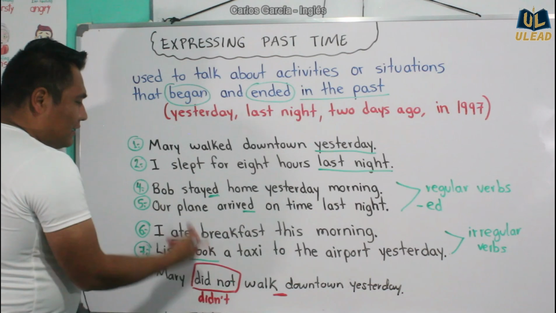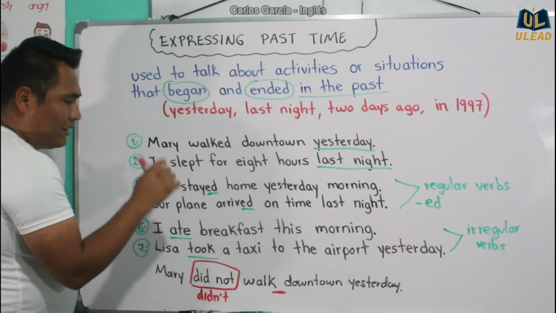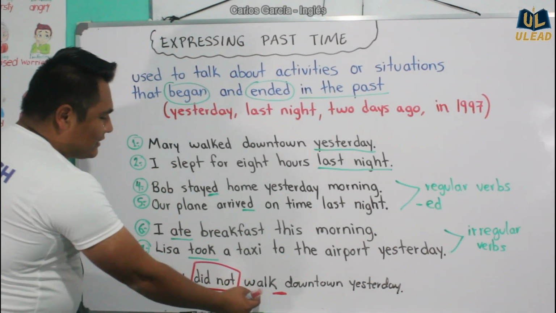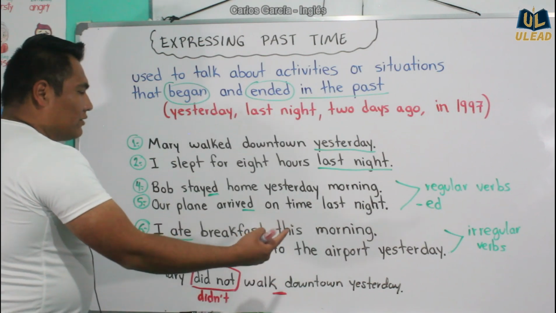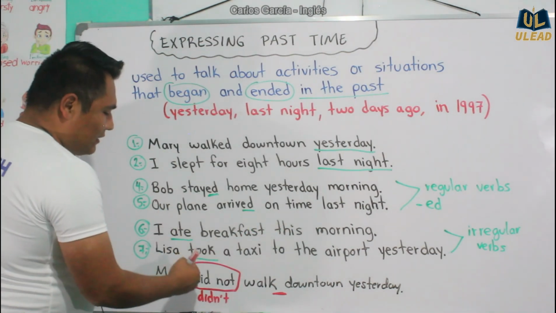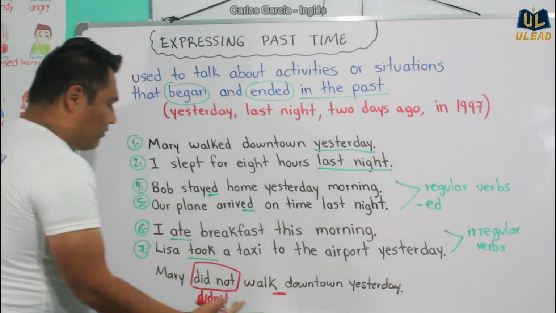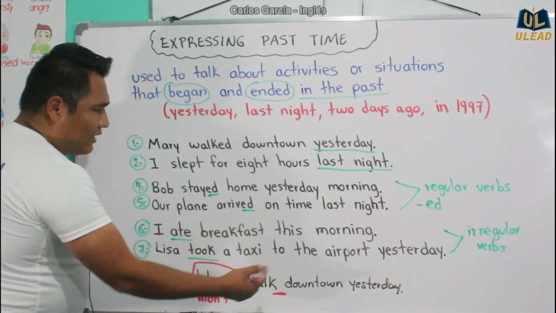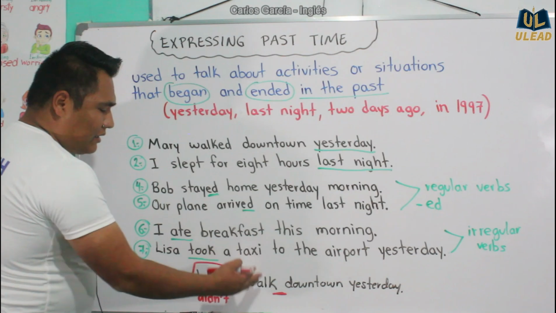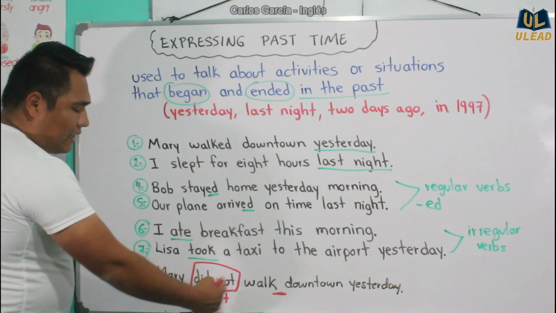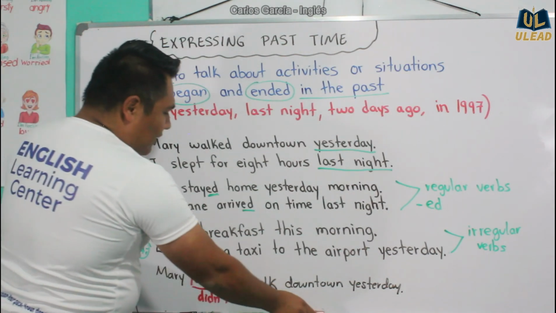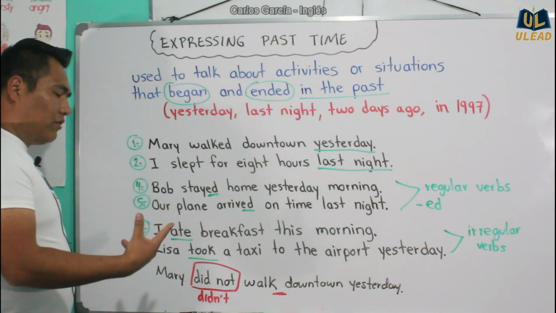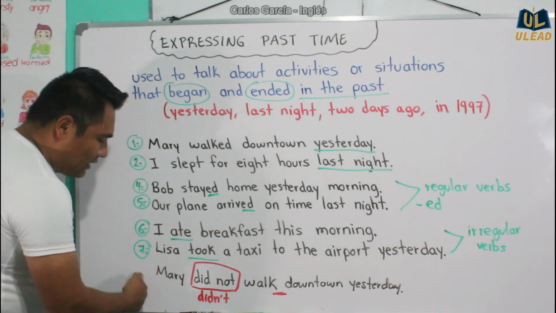And it's basically the same structure for all of the others. I did not sleep, not slept anymore. I did not sleep for 8 hours last night. Bob did not stay home yesterday morning. Our plane did not arrive on time last night. We used the simple form with did not or didn't, okay?